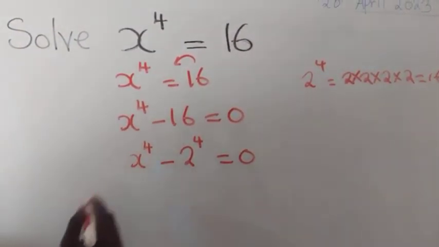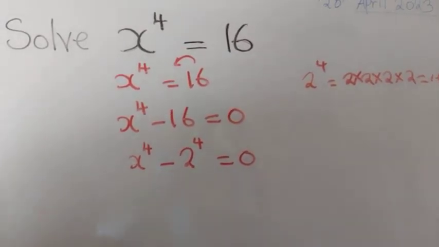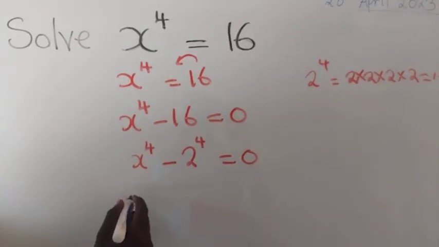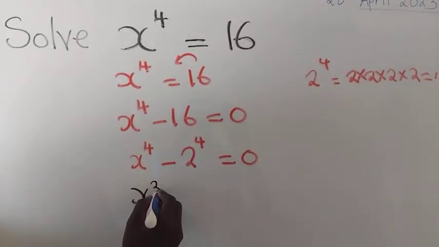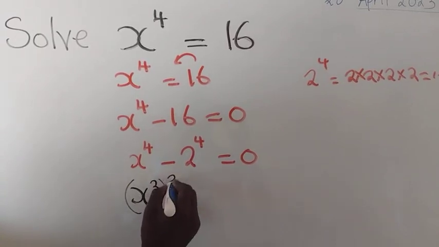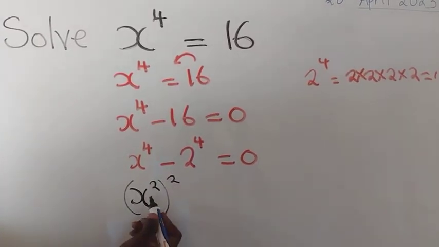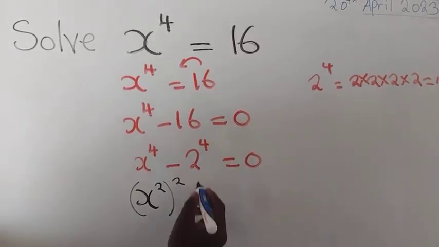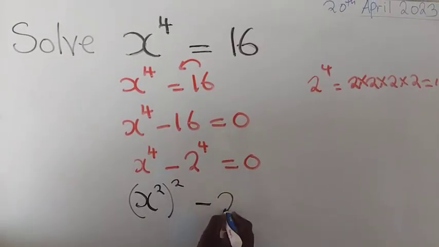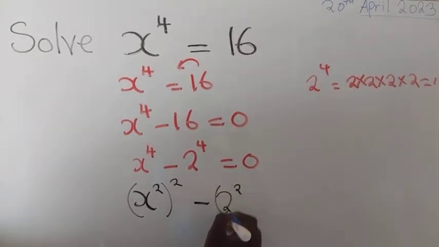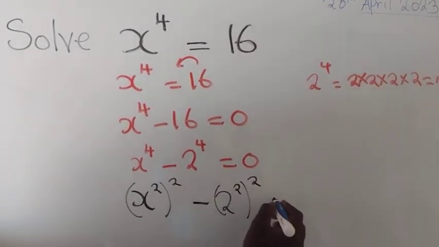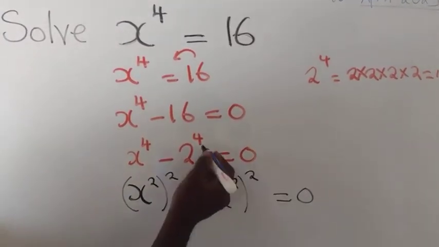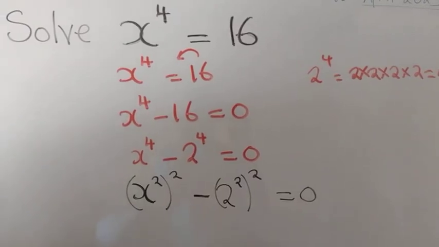Then from here, we are going to write x raised to the power of 2 in brackets, again squared. We understand that when you multiply 2 times 2, you get this power of 4. Minus even this, 2 to the power 2 in brackets raised to the power of 2 equal to 0. When you multiply 2 times 2, you get what? 4. I hope you are moving with me.